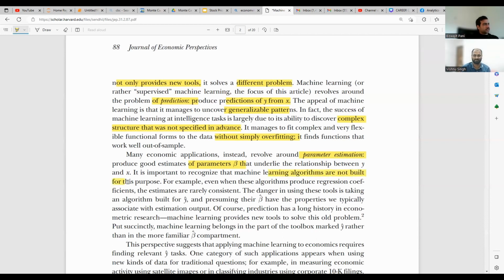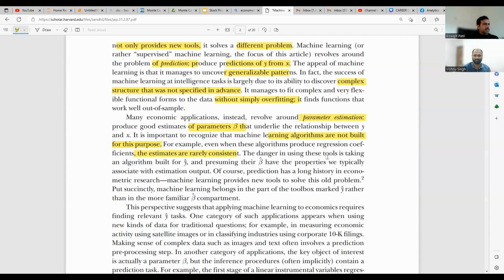Algorithms are built for XY's relationship, right? For example, even when these algorithms produce regression coefficients, the estimates are rarely consistent, which is something we have seen, right? The danger in using these tools is taking an algorithm built for y hat, which is the predicted value of y, and predicting that beta hat will have the properties we typically associate with estimation.